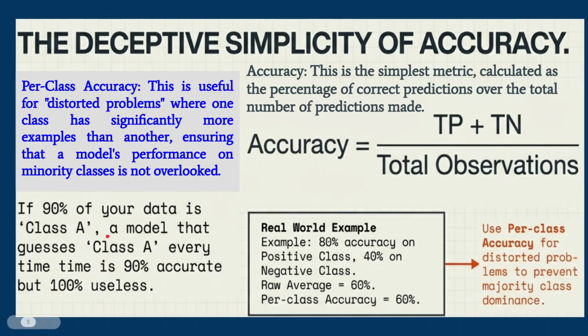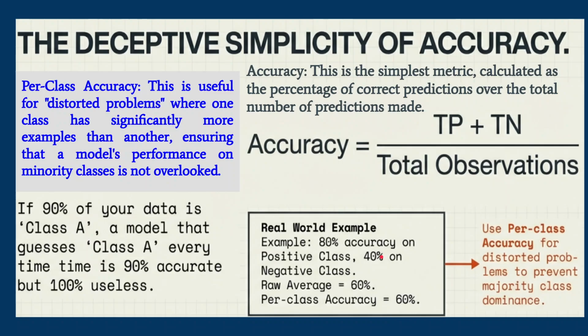But if you are giving only class A data, then the answer will also be class A. Okay, so that is where per class accuracy comes into existence. What does it mean? This is useful for disordered problems where one class has significantly more examples than the other, ensuring that a model's performance on minority classes is not overlooked. That means all the classes are considered in an average case.